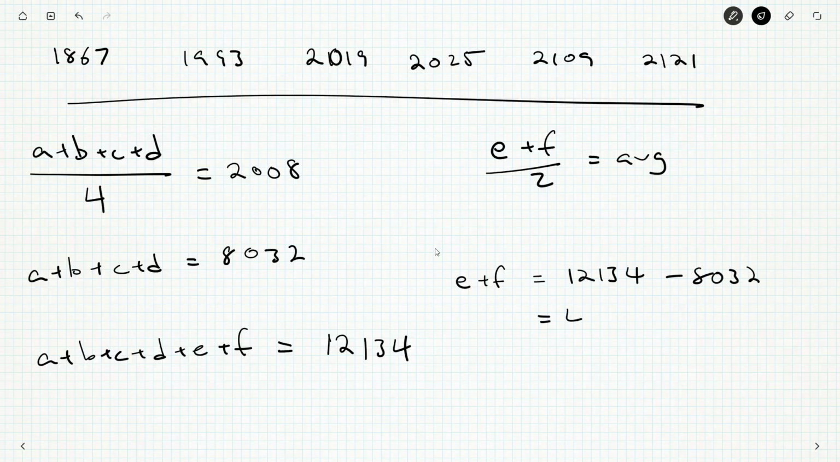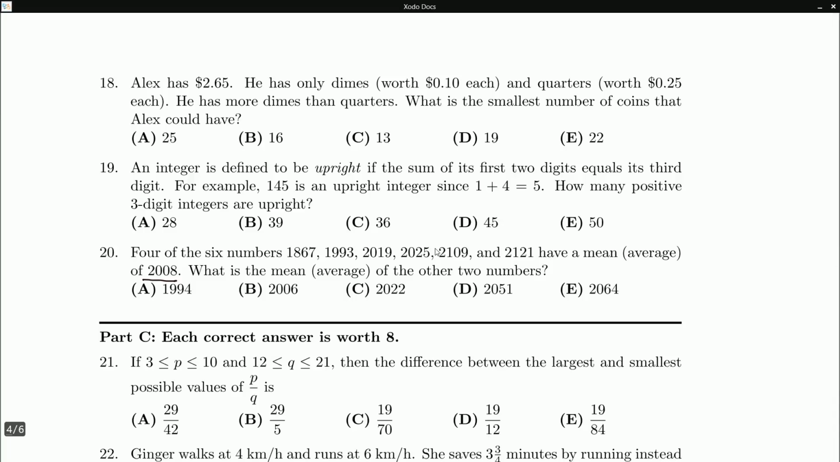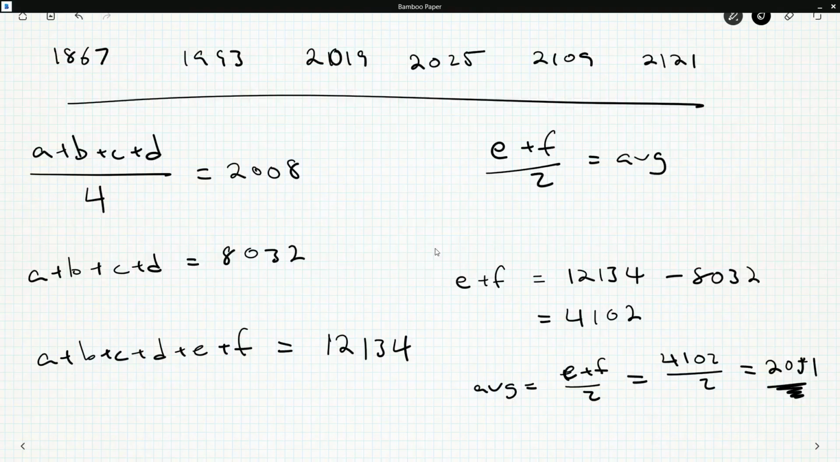And that's going to be 4,102. So if I want that average, which is E plus F over 2, I just need 4,102 divided by 2. I'll divide that by 2, and I'll get 2051. So I don't know which numbers got picked, but I know we've got 2051 right here. Okay, so 2051, and that's D here. So D is going to be our final answer.